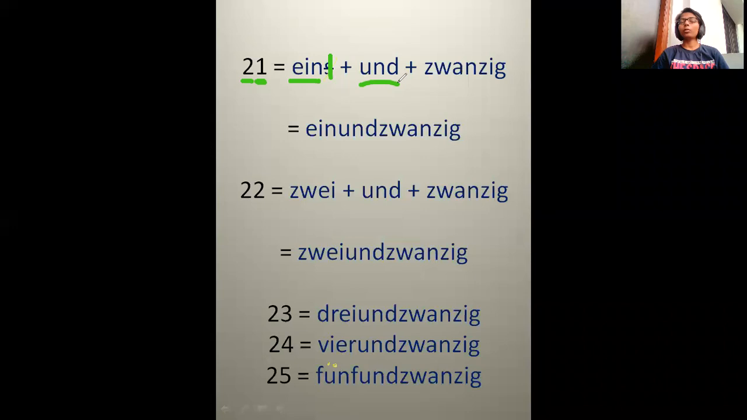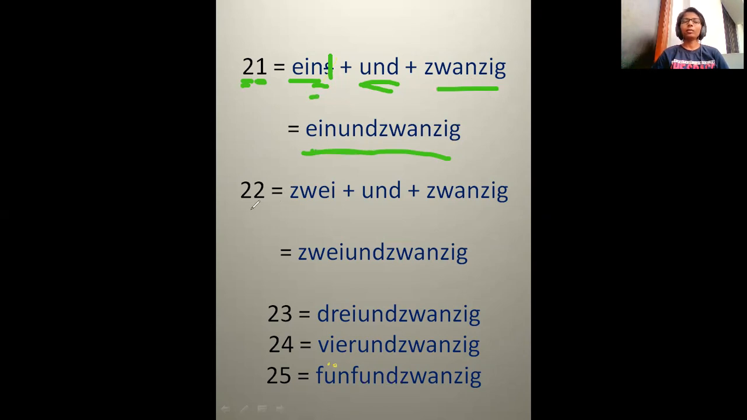The literal meaning of und is and, and then 20. We have learned that 20 is called zwanzig. Hence, ein plus und plus zwanzig. So it becomes einundzwanzig. Plus means plus. So einundzwanzig is 21.